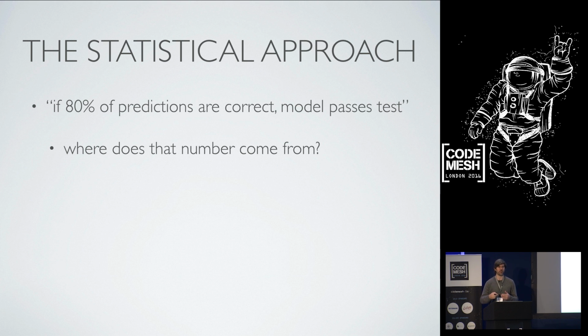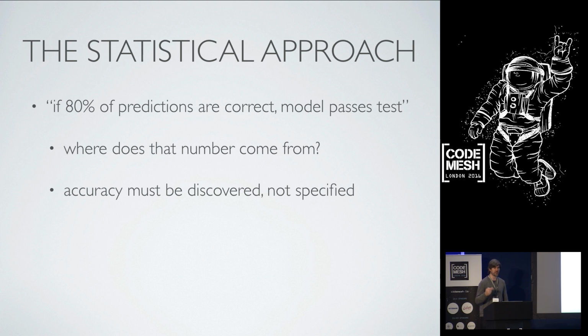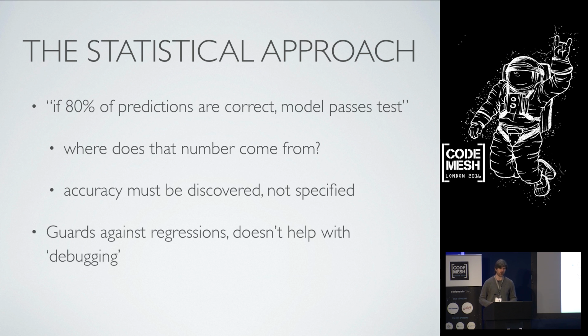Unless you know what empirical performance is possible, you're just picking a number that doesn't mean anything. It's like someone who's never used the internet trying to specify the implementation requirements of a website. The accuracy, the performance of these things must be discovered, not specified. And once you discover these numbers, or if you have a strong prior, you can use them for regression tests.